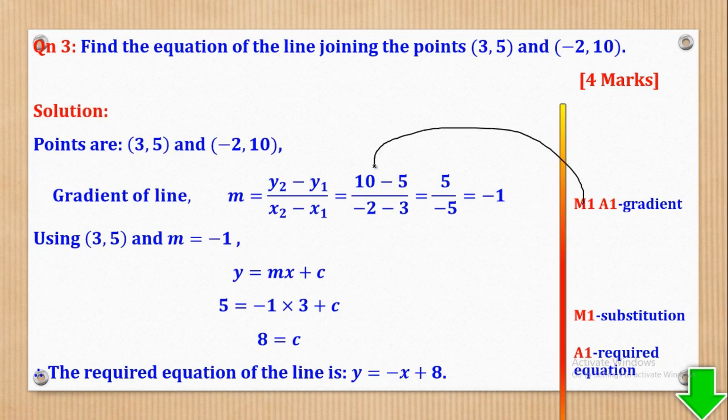Now let's see how marks can be awarded. M1 for this substitution, A1 for output, M1 for you to get the value of c, and A1 for you to get the required equation.